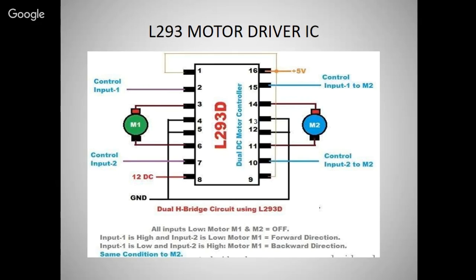The driver will take the signals from the Arduino, the 5 volt signal, and convert them in an amplified way: the 5 volt 0 volt signal is converted into 12 volt 0 volt, and 0 volt 5 volt is converted into 0 volt 12 volt. And whichever motor you want to run, you can connect with the driver.